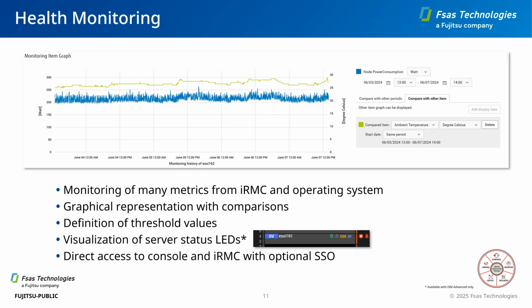Proactive health monitoring is crucial for maintaining uptime. ISM monitors a wide range of metrics from the iRMC and the operating system, providing graphical representations and comparisons. You can define threshold values to trigger alerts when potential issues arise. ISM also visualizes server status LEDs and provides direct access to the console and iRMC with optional single sign-on.